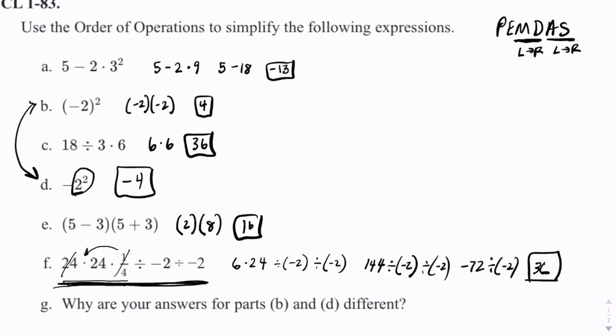And then it says, why are your answers for part B and D different? And the answer to that would be the base for B is -2, and for D it is 2. That's the real reason. The base is different.